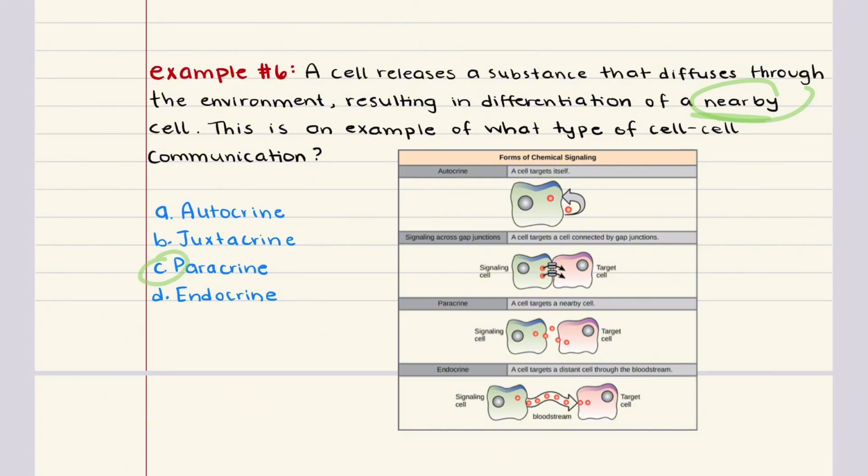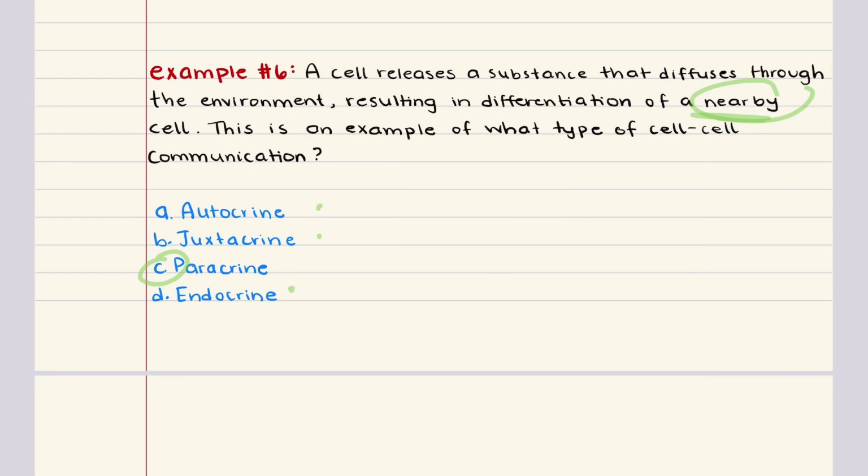As a friendly reminder, autocrine signaling refers to a situation where the cell responds to the very substance it secretes, and that's not what we're seeing here. The signal is clearly affecting another cell. Juxtacrine signaling requires direct contact between cells, so no diffusion through the environment. And endocrine signaling involves long distance communication, where signals like hormones travel through the bloodstream to reach distant targets. That's way too broad in range for what's described here. So again, the best fit based on local diffusion and influence on a neighboring cell is paracrine signaling. 6 is C.